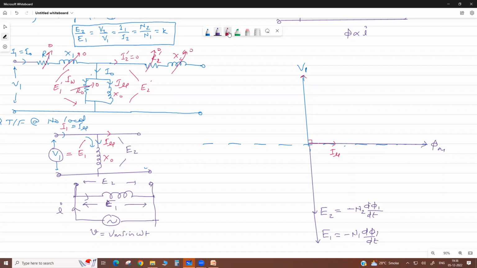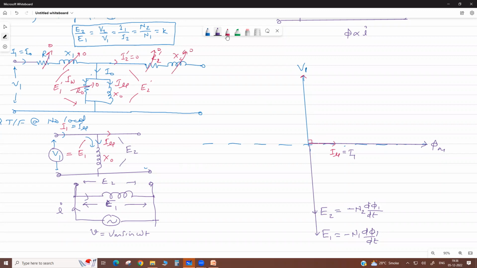So see, actually your induced voltages are at 180 degrees. They are opposite. They oppose the supply voltage. That's why their polarity is opposite to supply voltage. Why are they at 180 degrees? Because they are opposite. Correct. So this is the vector diagram, and this is I1. This is the vector diagram of ideal transformer at no load.